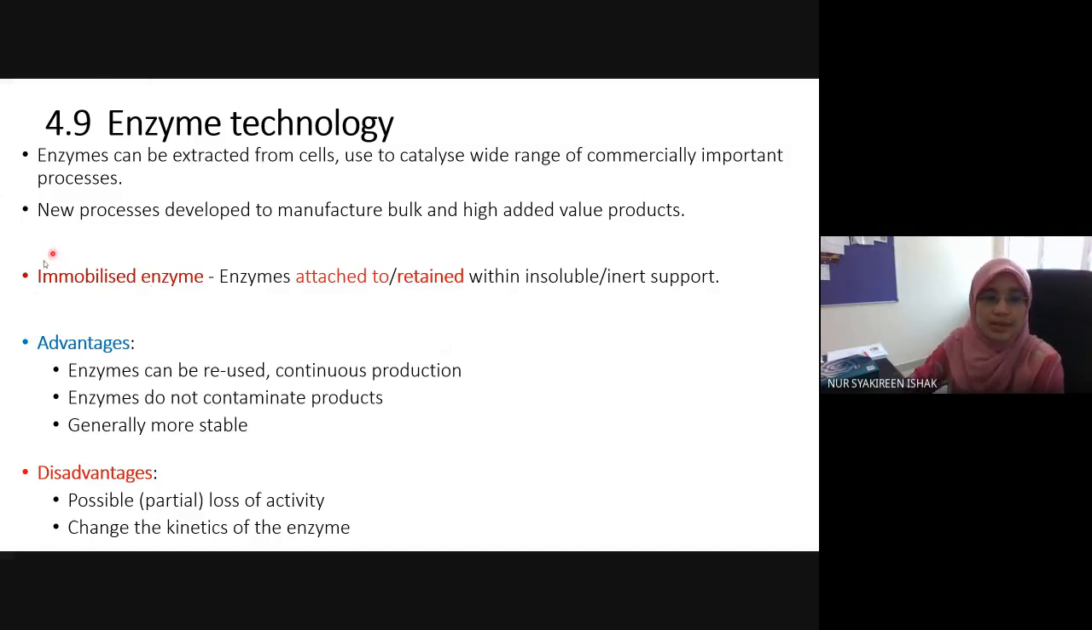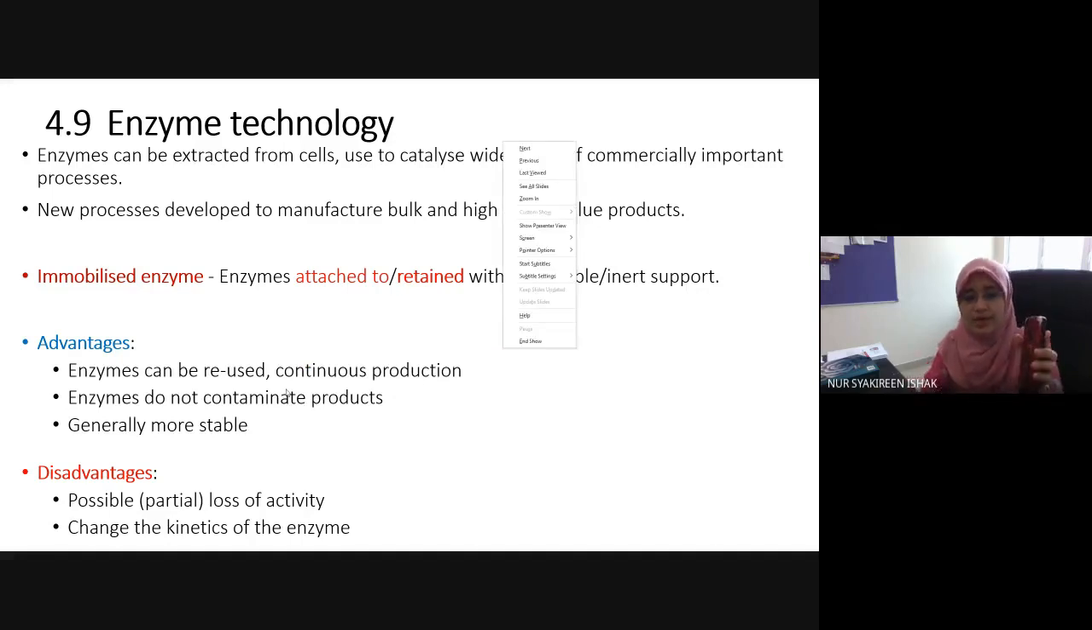So here you have a type of enzyme mechanism, we call it immobilized enzyme. So what is immobilized enzyme? These enzymes are attached to or retained within a soluble or inert support. Maksudnya akan ada satu support, macam satu bahan, untuk awak attachkan awak punya enzyme. So maksudnya sekarang ni enzyme awak will not be able to move, because the enzyme is attached to the support. So what is the advantage of this immobilized enzyme? One, the enzyme can be reused over and over again, and you can have continuous production of the product lah. And then enzymes do not contaminate products and are generally more stable.